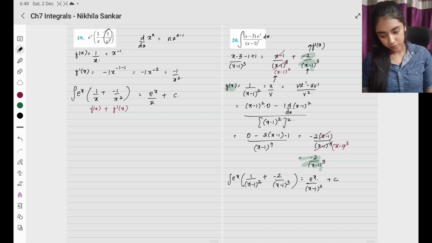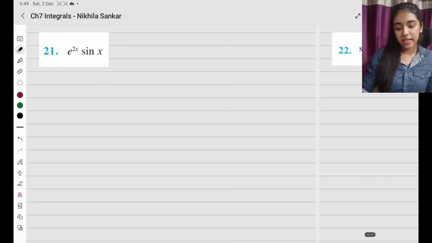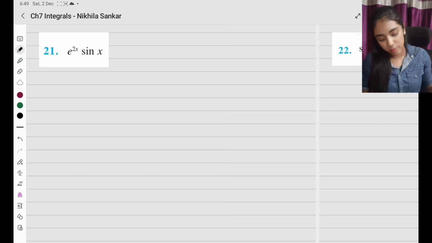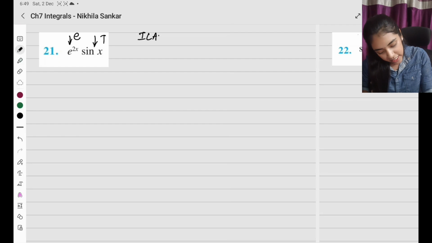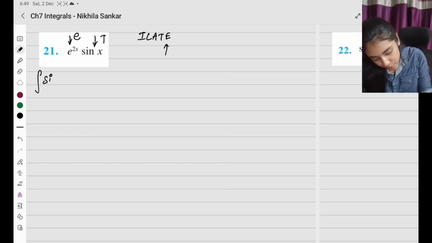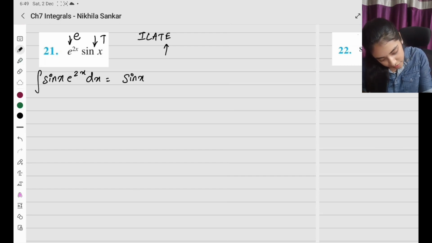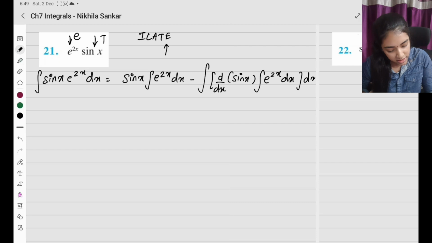Okay. Now, question number 21. e to the 2x times sin x. So, in that integration by parts directa poda poren. This is my trigonometric function. This is my exponential function. So, late exponential function is given the least preference. So, my first function is going to be sin x. So, sin x times e to the 2x dx. So, integrate panna first function, integral of second function minus bigger integral d by dx of first function, integral of second function times dx.